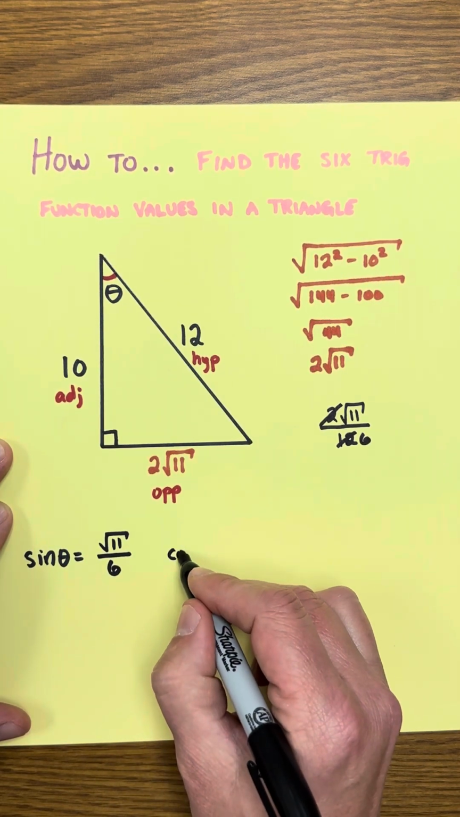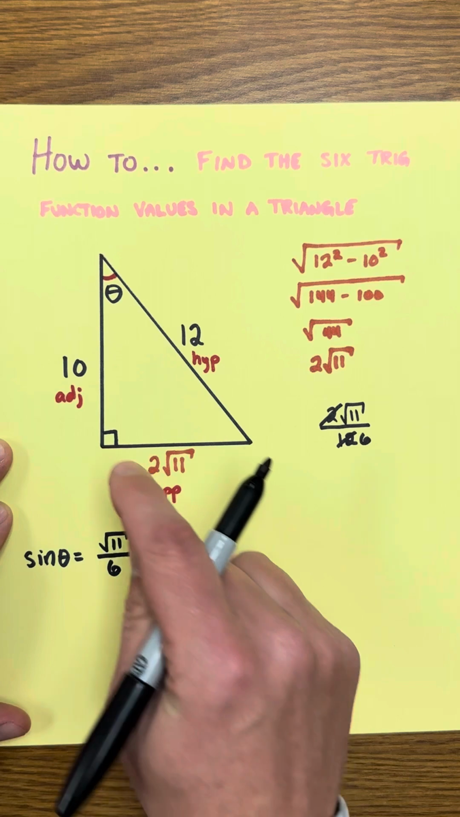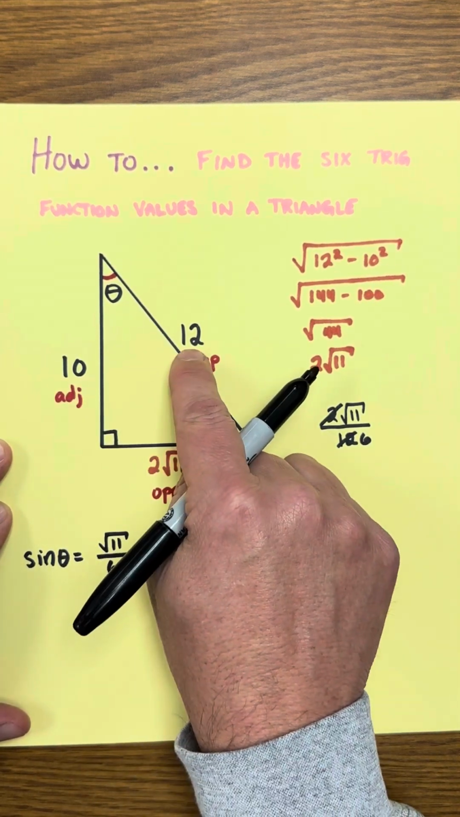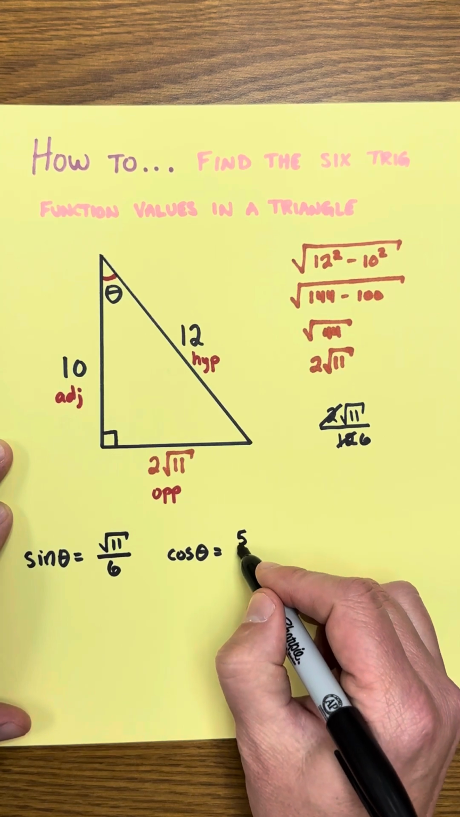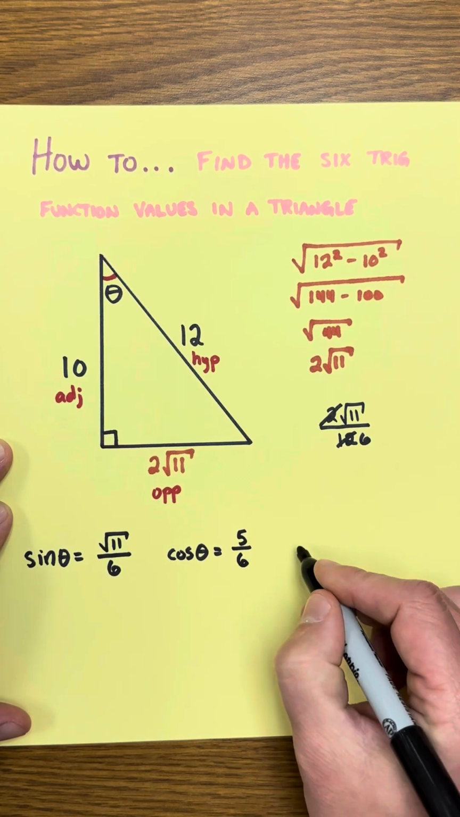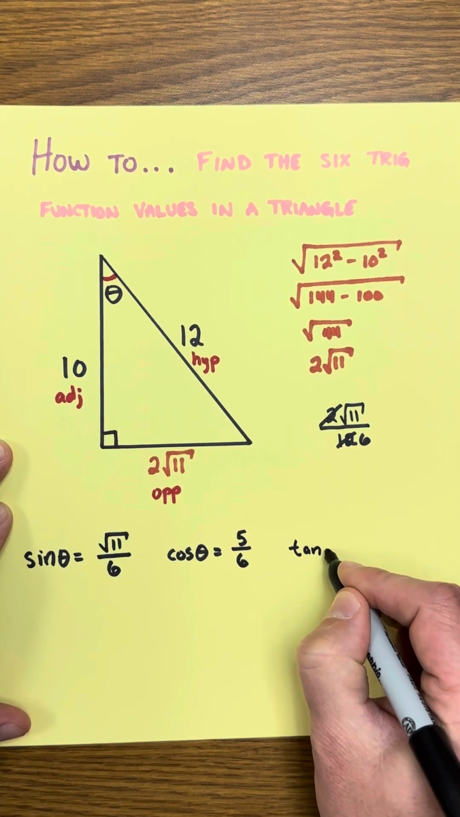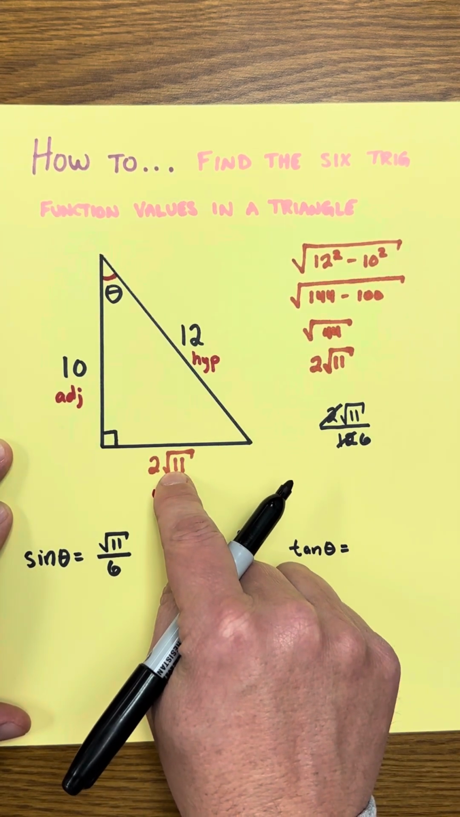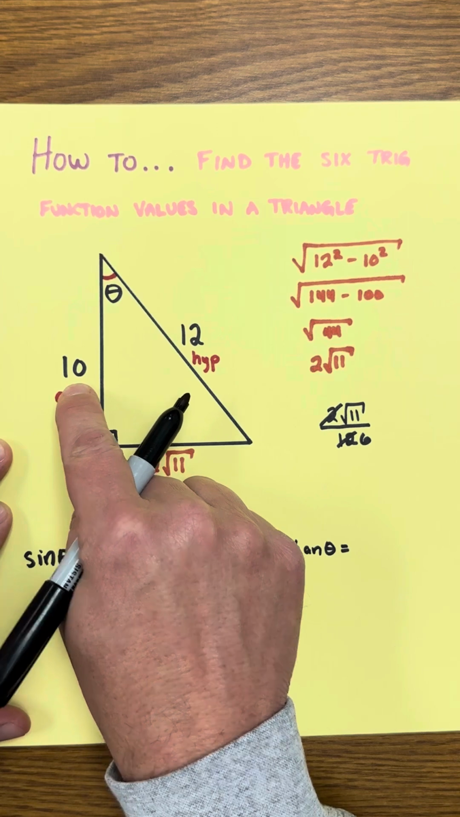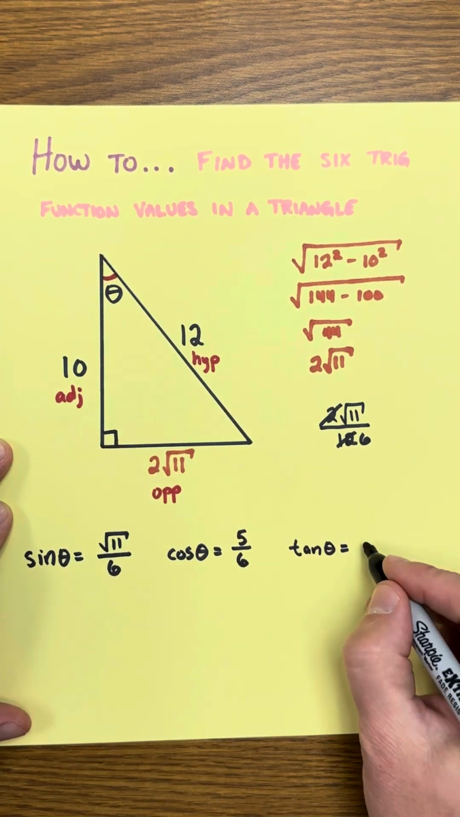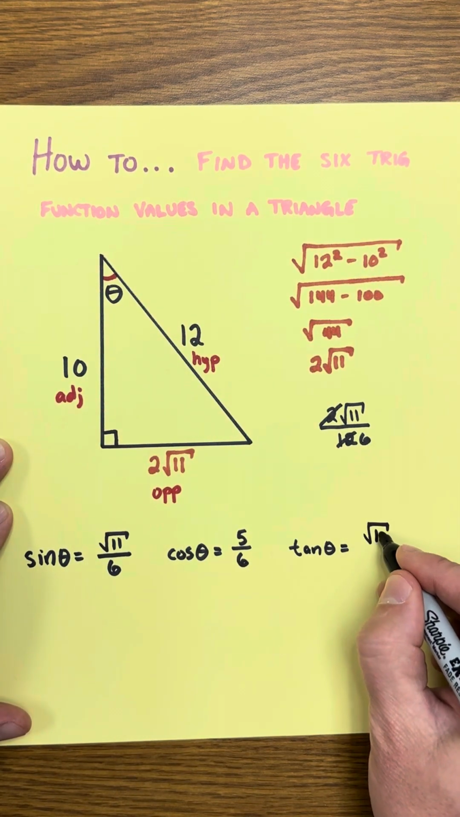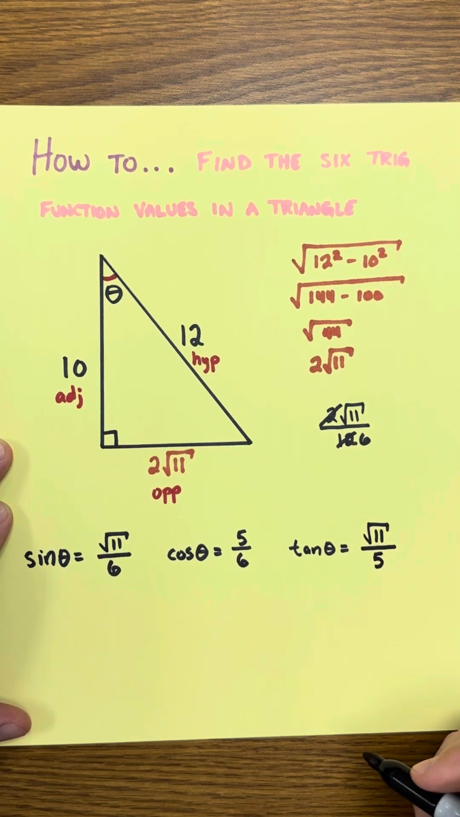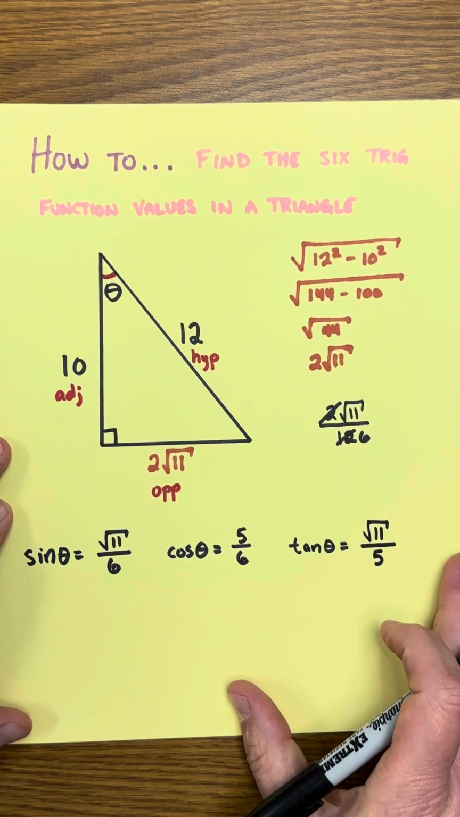The cosine of angle theta is going to be the adjacent divided by hypotenuse. So 10 over 12 reduces to 5 over 6. And the tangent of angle theta is the opposite divided by the adjacent. And if I do the necessary reducing, we get the square root of 11 divided by 5. Okay, so that's our first 3.